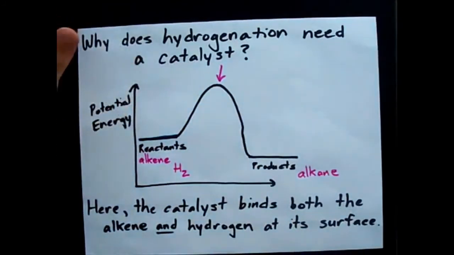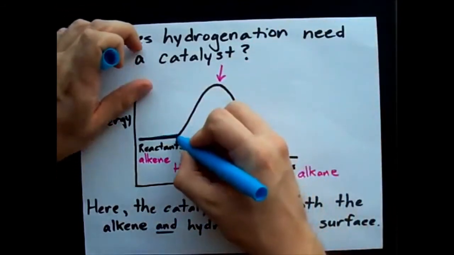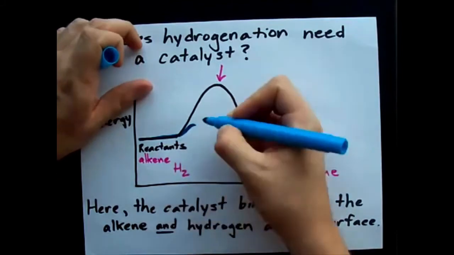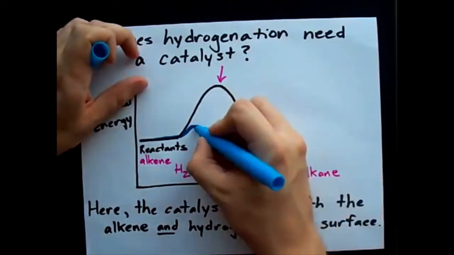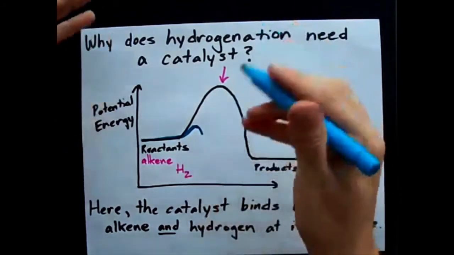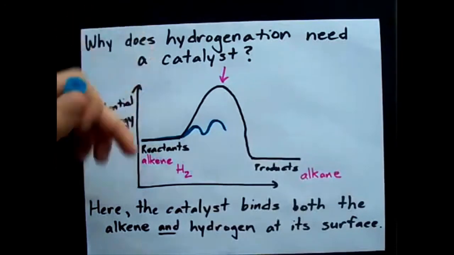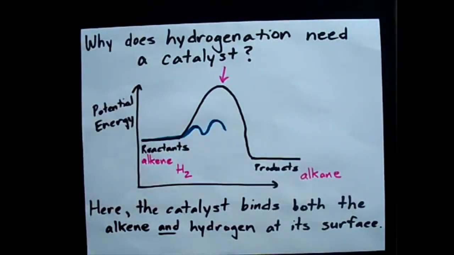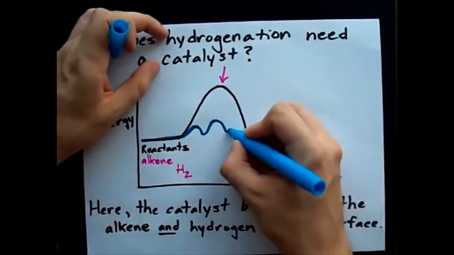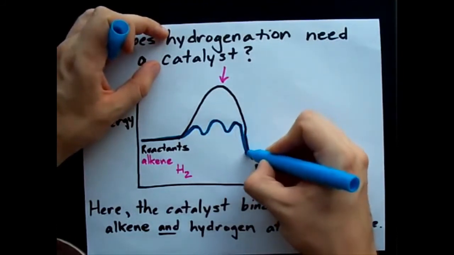But then the alkene binds to the catalyst. That requires, I don't know, not that much energy. That's step one. Then the H attaches itself to the catalyst. That requires some energy too. It settles down. Then the reaction actually happens. That requires some energy too. And then you've made your products.